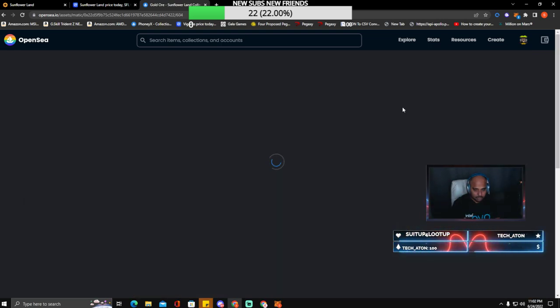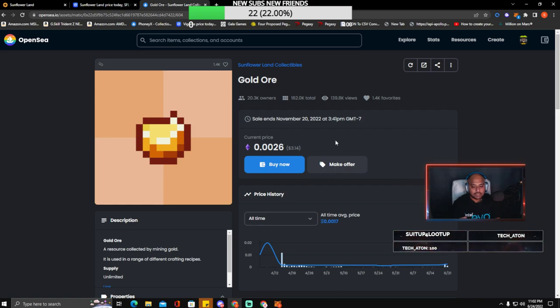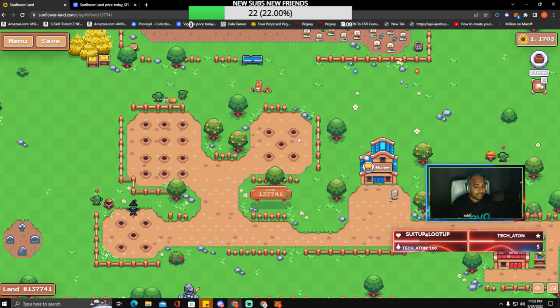Golden ore still selling at $3. It was sitting at $4. Now it's selling at $3.12. But there's a $5 limit. You cannot do anything about it.